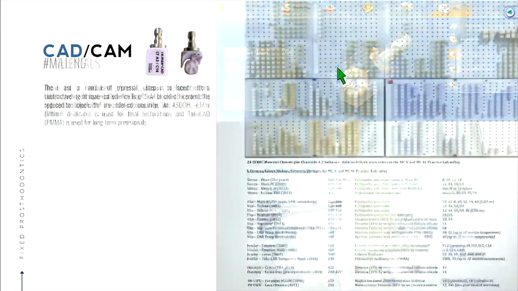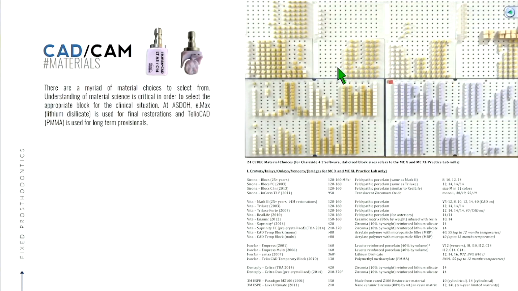Right? So here's a slide just to show you the number of options that we've got. There's just a ton of them from different manufacturers as to what type of materials that you can mill. So there's a myriad of material choices to select from. Understanding the material science is critical in order to select the appropriate block for that particular clinical situation.